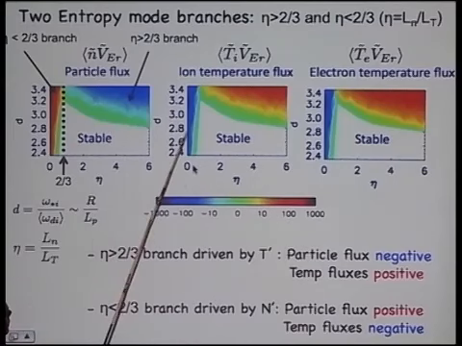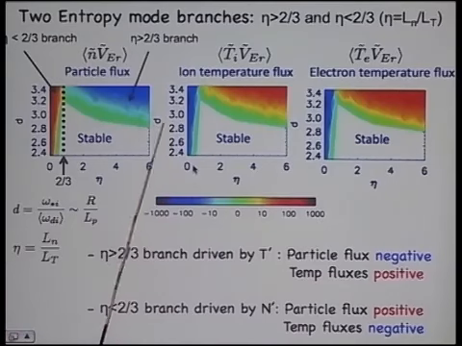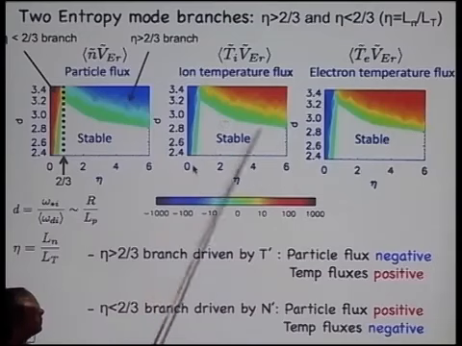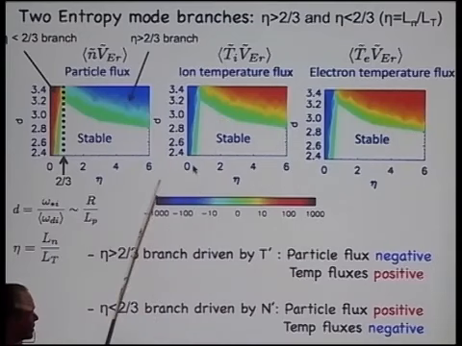So in the small eta regime, the particle flux is positive, and that also makes sense because for small eta, you mainly have density gradient rather than temperature gradient. But the temperature fluxes are negative in both cases.